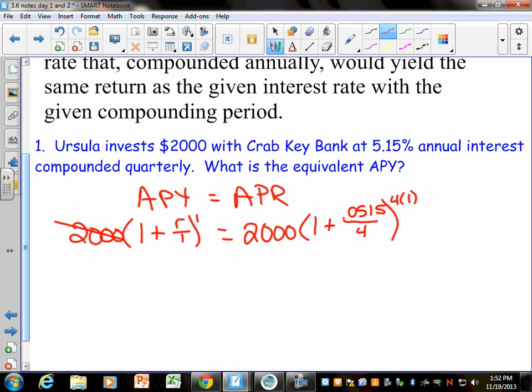Could I cancel out these 2,000s? Every time that's going to work. And do you agree on this side I'm just left with 1 plus R? And on this side, I can work that out.